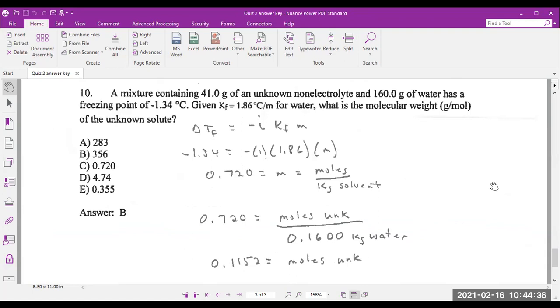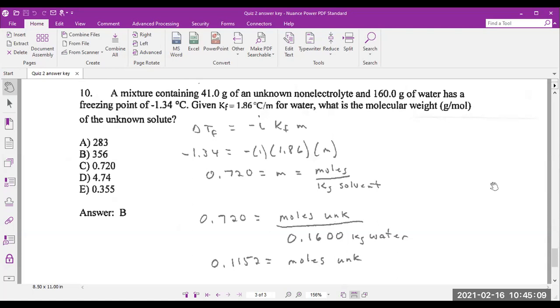And then the last one, number 10. We're told we have a mixture containing 41 grams of an unknown non-electrolyte and 660 grams of water, and this has a freezing point of minus 1.34 degrees C. We're given a Kf value of 1.86 for water, and we need to find the molecular weight, in grams per mole, of the unknown solute.